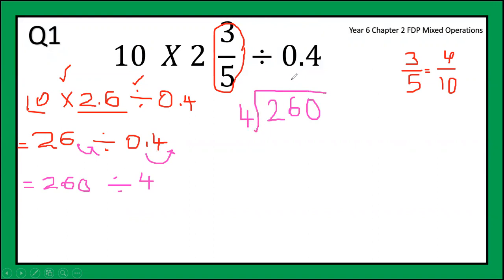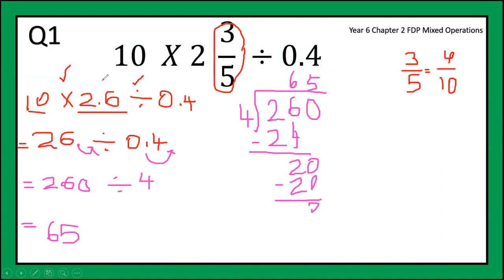So 4, 8, 12, 16, 20, 24, this is 6 times. And you're going to get 24 here. Minus, we'll get a 2 and a 0. 20 divided by 4 is 5. And then 20 and no remainder. So your answer here is 65. This is solving the question using the decimal method.